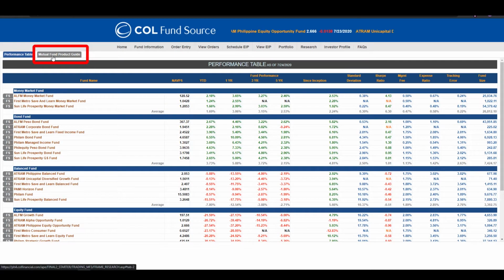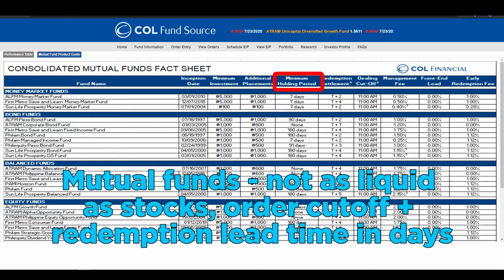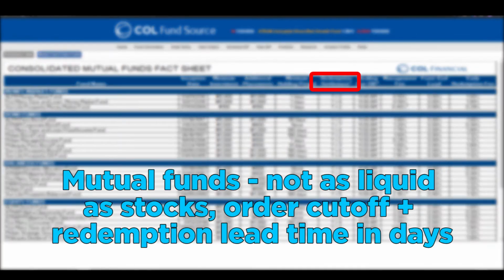Mutual fund product guide is very useful because it can show you the inception date, the minimum investment. Minimum investment is the buy-in to get into the game. Additional placements are how much you need to buy for each bet. That's the minimum. And the minimum holding period is a time you have to keep the money with them. Redemption settlement is how much time you need to get the money back.